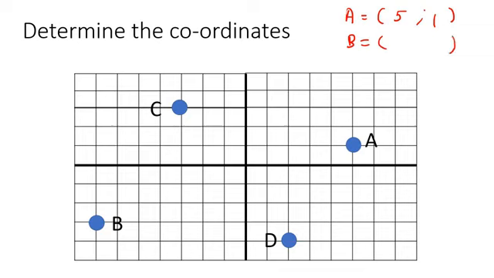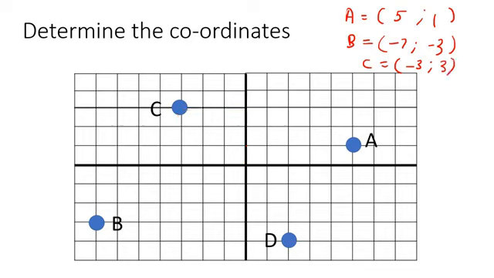And then B is going to be over here. So if we just draw a line up, we draw a line to the side. So then the x will be 1, 2, 3, 4, 5, 6, 7, but it's negative because it's to the left. And then the y is going to be 1, 2, 3 down. So that'll be negative 3. Now we're going to look at C. So if we look at C, it goes 1, 2, 3 to the left. And then it goes 1, 2, 3 up. So the x will be negative 3, but the y will be positive 3 because it's up.